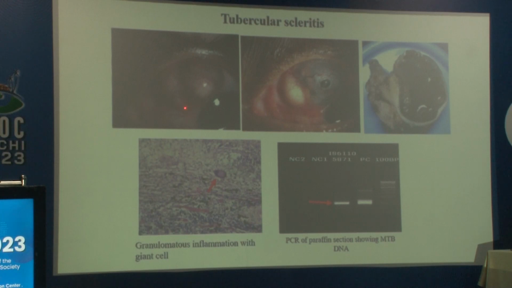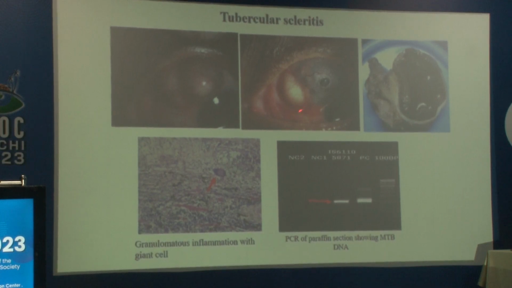And this is an unfortunate case of scleritis, which was wrongly treated by me with steroid and immunosuppressive agents. We didn't know that this was TB. It masqueraded as non-infectious uveitis. IVMP was given. The patient was lost to follow-up.